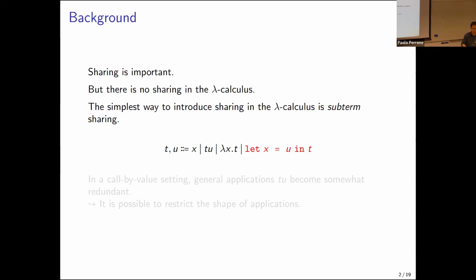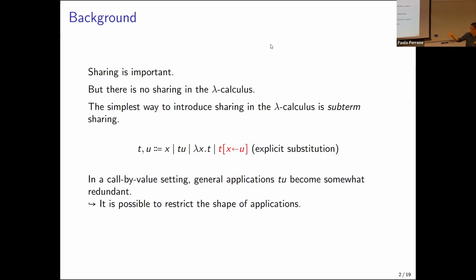This talk is going to be more or less about call-by-value settings. So basically, we don't write let expressions. We prefer a more compact syntax. This is how we write it. This is also called explicit substitutions.